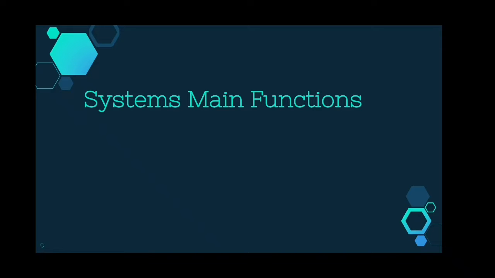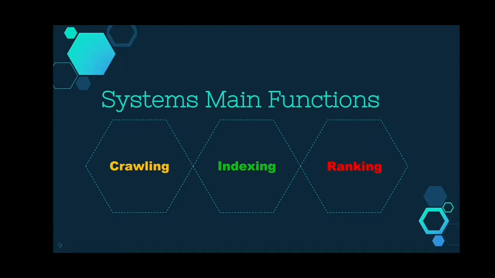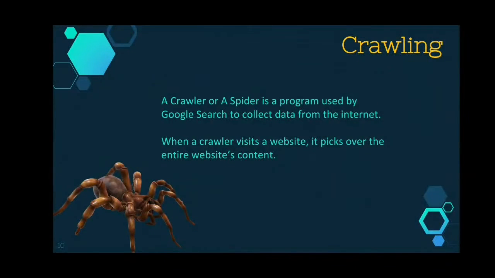The main functions of Google's system are crawling, indexing, and ranking. Let's have a look at them one by one. Now take a look at crawling. It has a crawler or a spider that scans the data from every page on the internet. Consider it an automated bot.